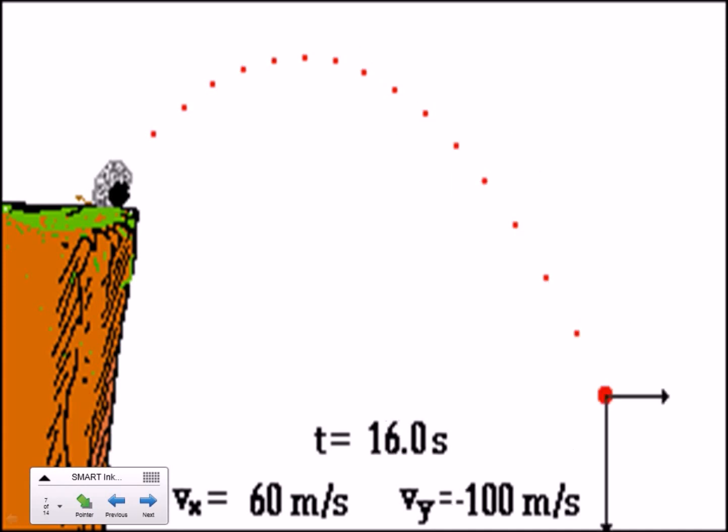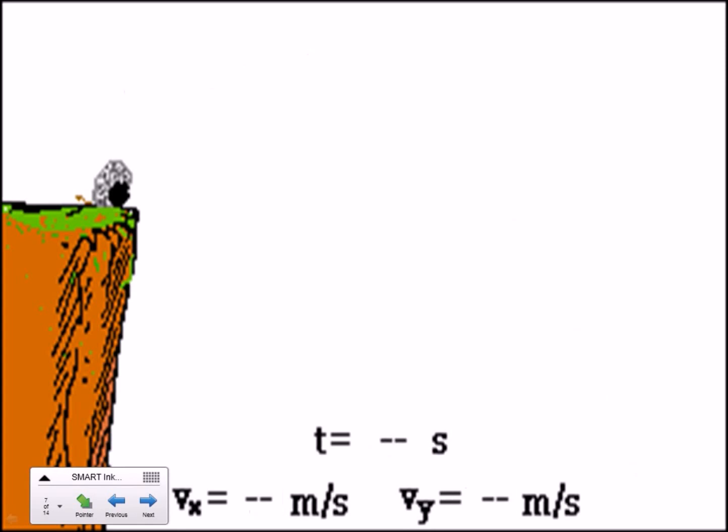If you look at the vectors on the object, those are the x and y components of the velocity. That y component gets smaller and smaller. Eventually it's 0 at the highest point, and then it points downward and gets bigger and bigger and bigger. That's the y component of the velocity. That x component of the velocity vector, that doesn't change. That stays 60 meters per second.